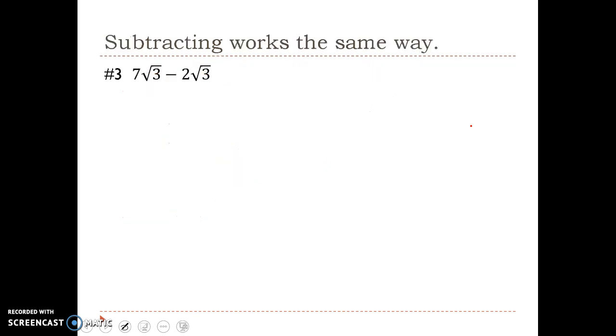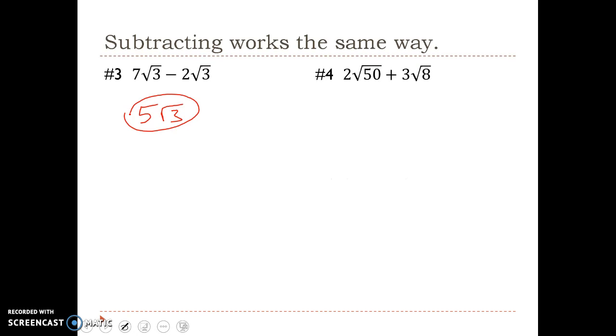Let's take a look at another example. Here we're subtracting. We have 7 radical 3's minus 2 radical 3's. Well, that's the same thing as 7x minus 2x, which is 5x, but in this case, the x is radical 3. So the answer here is just going to be 5 radical 3. If we move on to number 4.